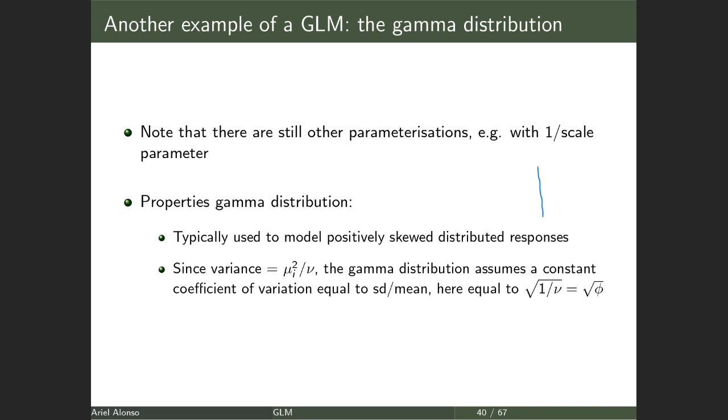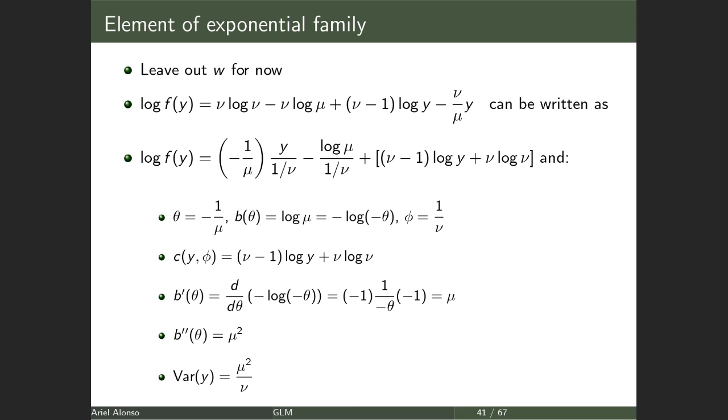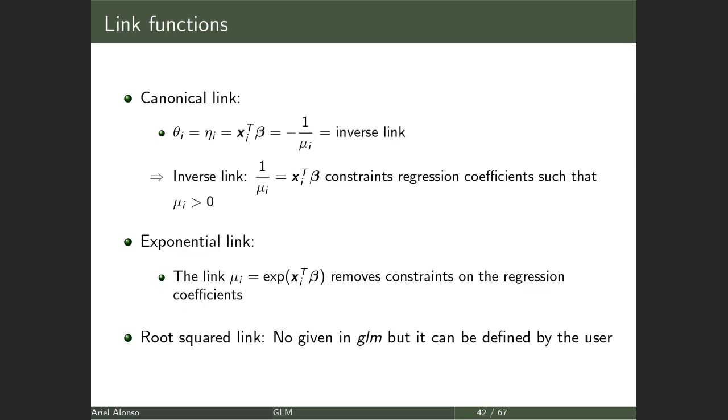It's used to model things when your response is kind of like this, when you have this kind of skew distribution. And since the variance of the distribution is the square of the mean divided by this scale parameter, a gamma distribution actually assumes that you have a constant coefficient of variation. It's just the root square of 1 divided by the scale parameter. So these are properties of the gamma distribution. It's a member of the exponential family. You just do your little bit of math and you get there.